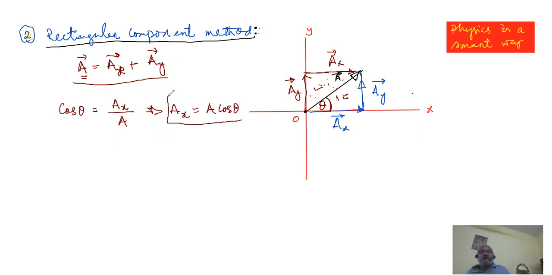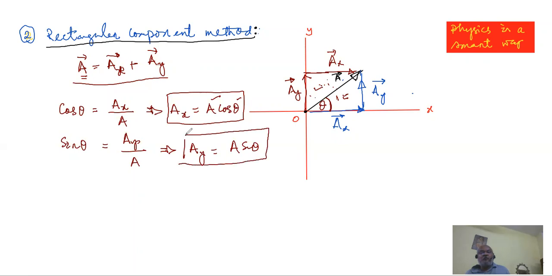Okay, now AX is known. If you know A and if you know theta, then AX can be evaluated. Similarly, taking another trigonometric function, that is the sine function, if I consider sine theta, then sine theta equals perpendicular by hypotenuse, that is AY by A, and cross multiplying, AY will come as A sine theta. Now you know our components are known.